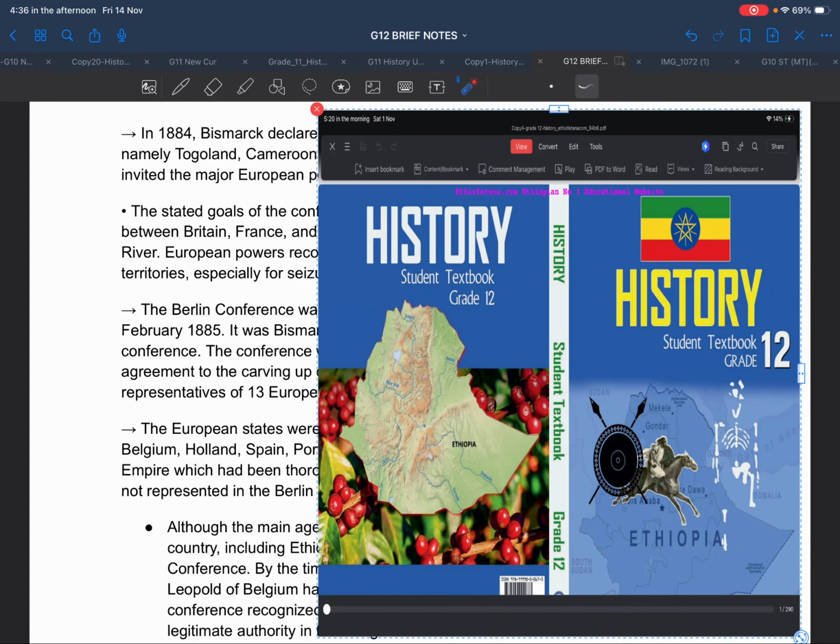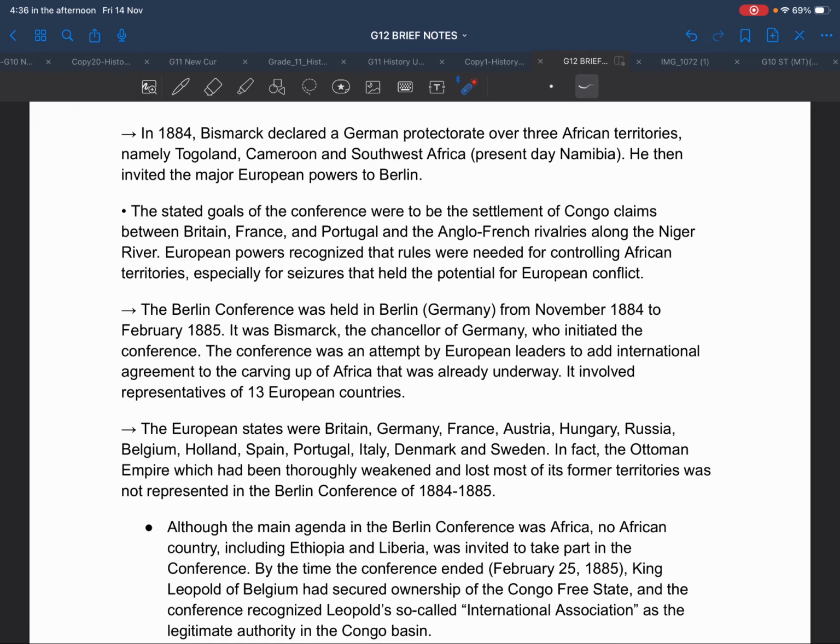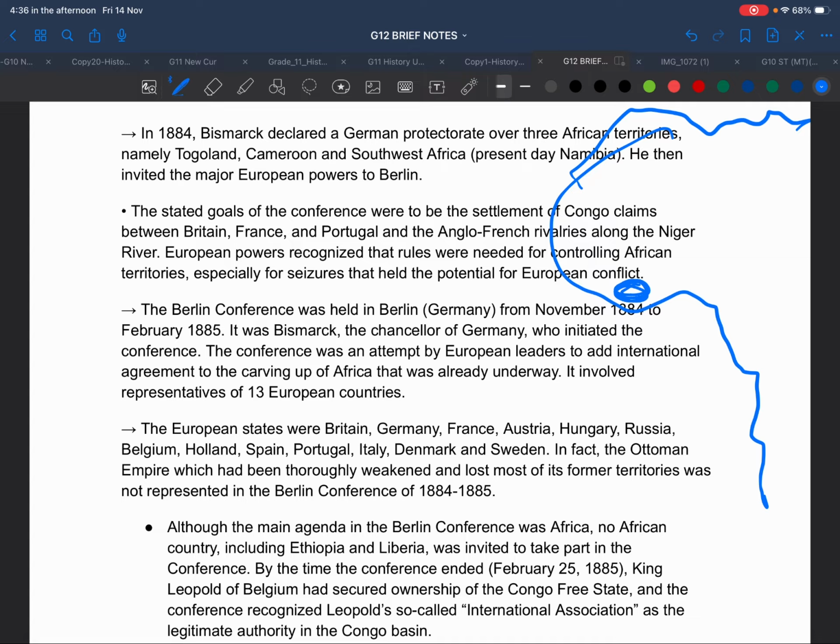In 1884, Bismarck declared a German protectorate over 3 African territories, namely Togoland. Assume this is West Africa. Togoland you have here, and Cameroon here, and Southwest Africa here. Here is Southwest Africa, what's called today Namibia, present-day Namibia.